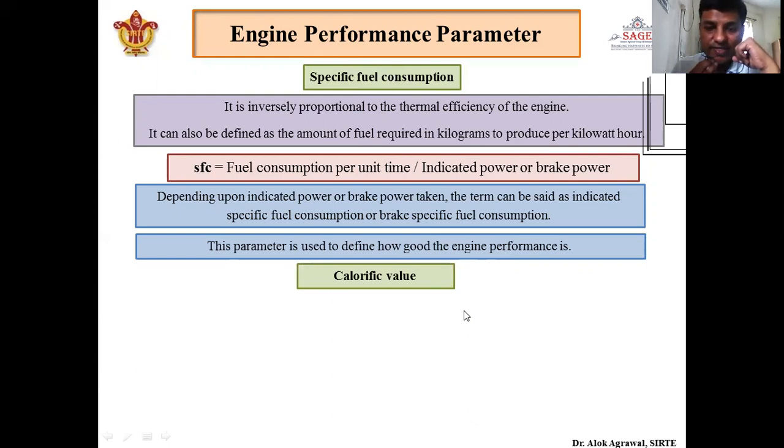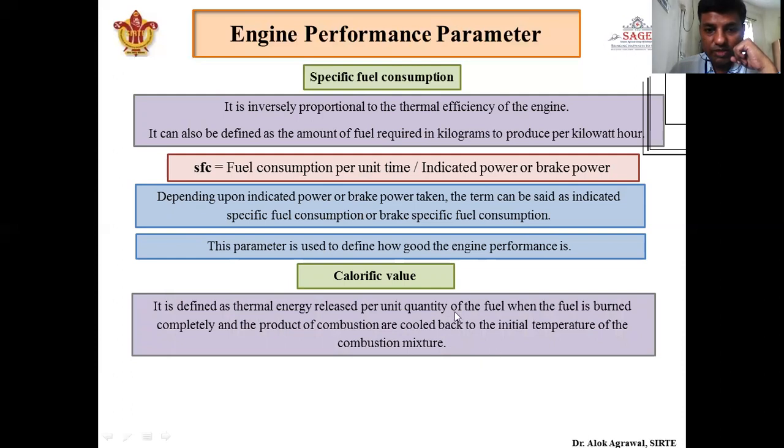The next parameter is calorific value. I have already defined this in our last class while studying efficiency. Now I am defining it again more briefly. It is defined as the thermal energy released per unit quantity of fuel when the fuel is burned completely and the products of combustion are cooled back to the initial temperature of the combustion mixture. What does it mean? It means the amount of energy released when the fuel is burned, and then we have to take the exhaust gases produced after the fuel burns and bring them back to the initial temperature.